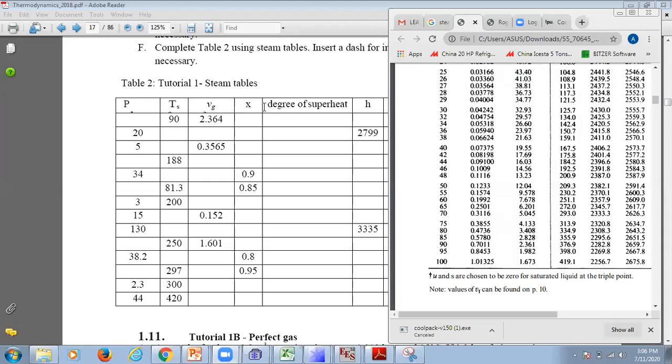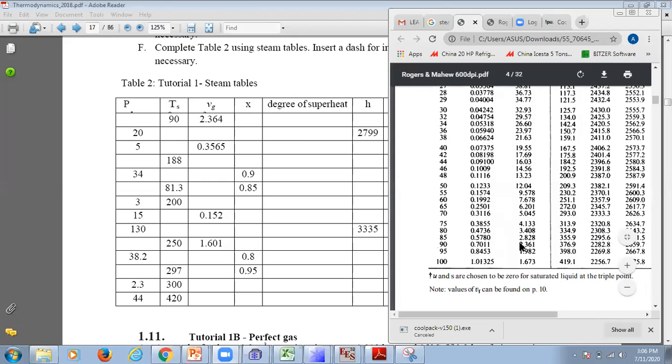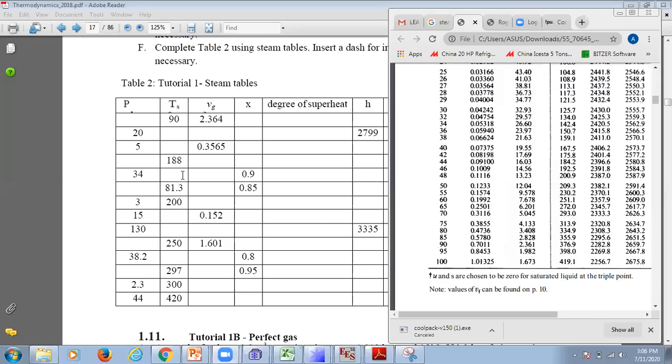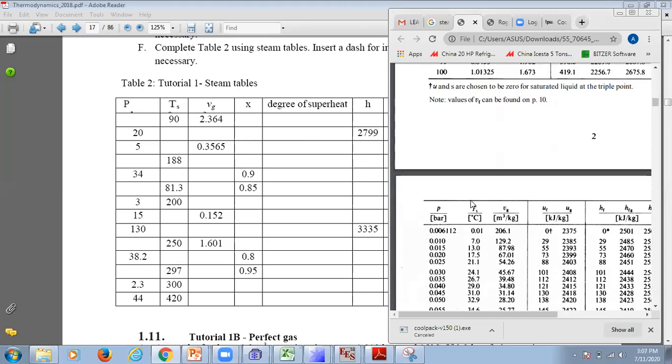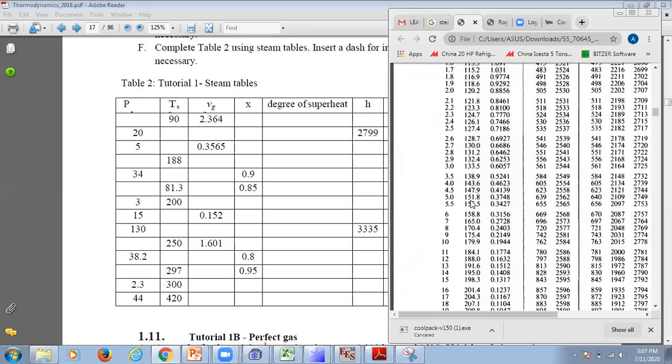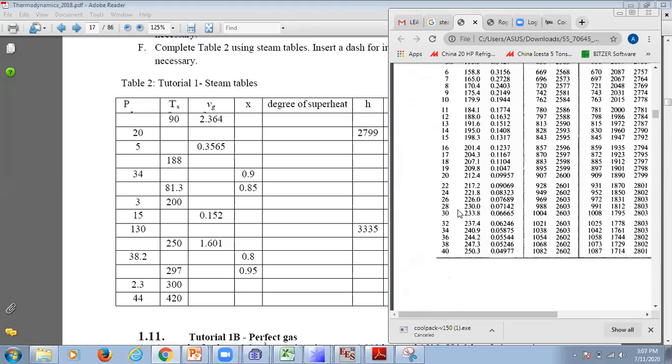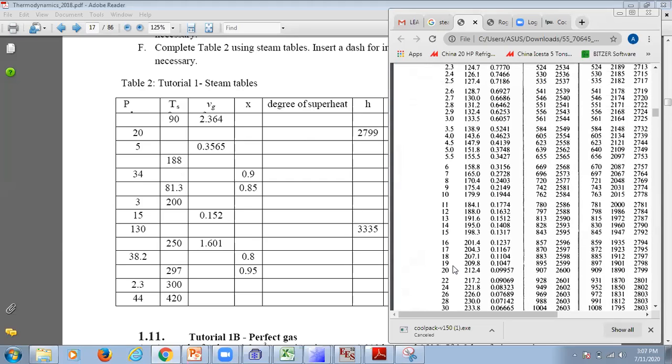So you can see that there is an X value because this Vg value is greater than 2.361. But this is very close to liquid form. Okay. So anyway, this is a realistic value. So let's say pressure 20, your H is 2799. Pressure 20. So let me go to pressure 20 bar because I cannot see the units here. Pressure 20 bar is here.